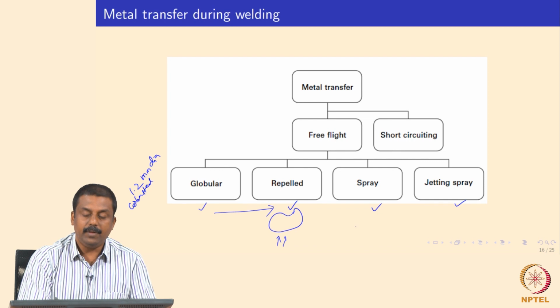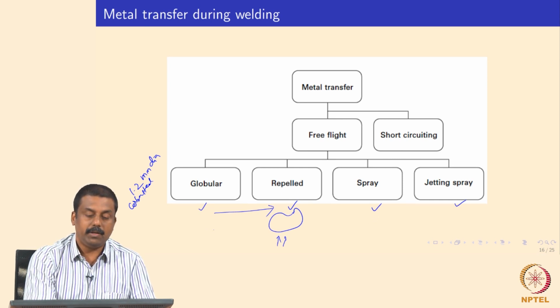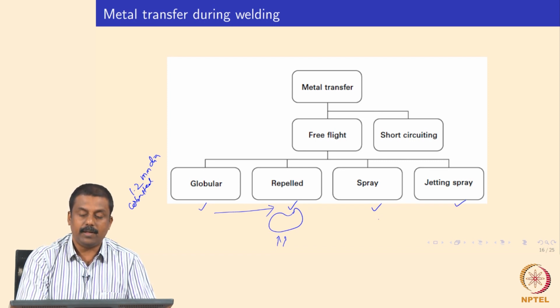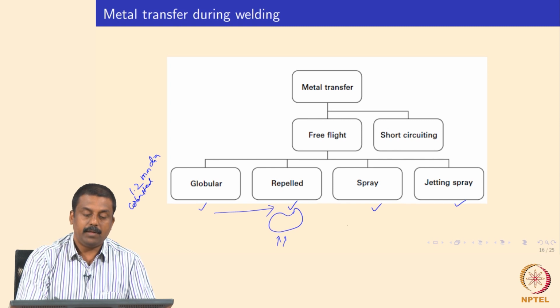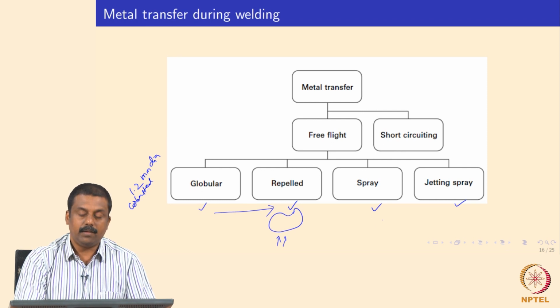Upon attaining the mass, gravity can pull the droplet down, and this is known as repelled transfer. And if you increase the current, the droplet transfer mode changes to spray mode. In the spray mode, you transfer droplets continuously, where the diameter of the droplet is much smaller than what you see in globular and repelled mode. This happens by increasing the current significantly, and this transfer is possible by increasing Lorentz forces. Lorentz forces aid the droplet detachment significantly, wherein the molten droplet can be transferred in a much smaller diameter.